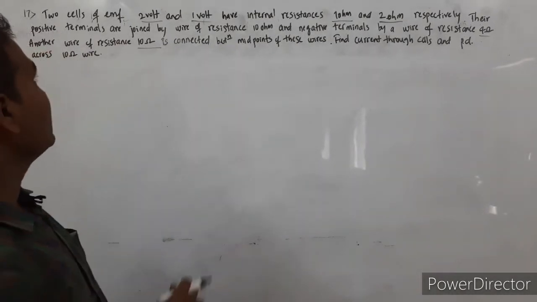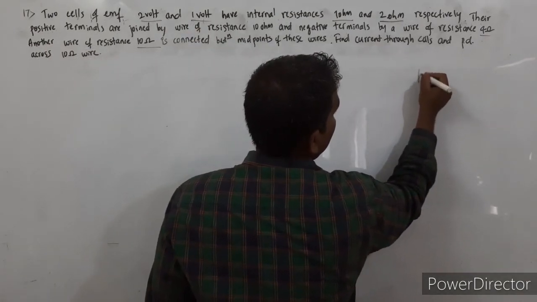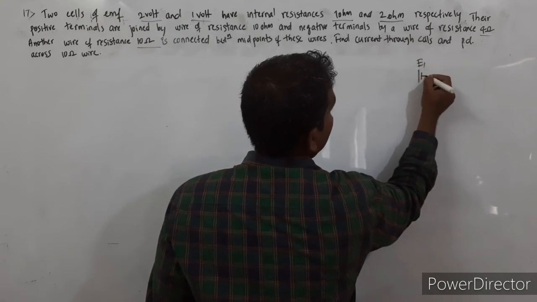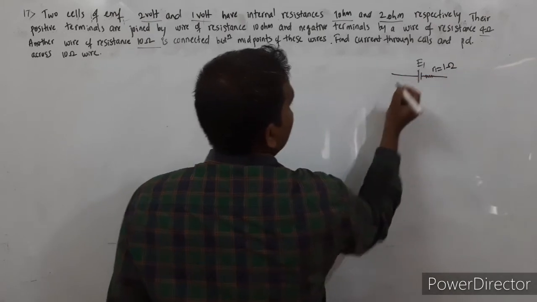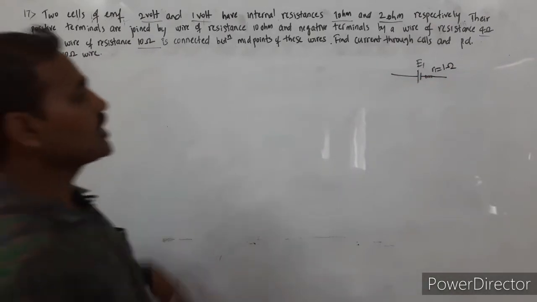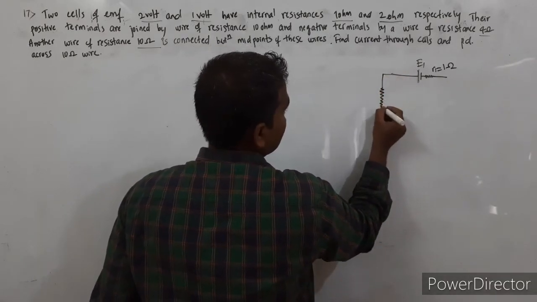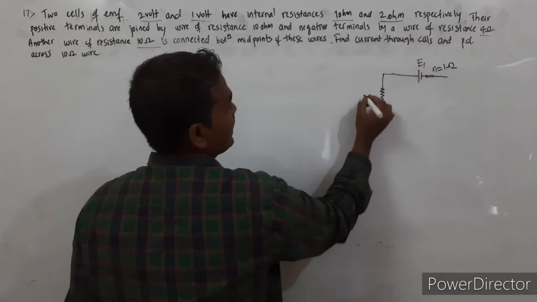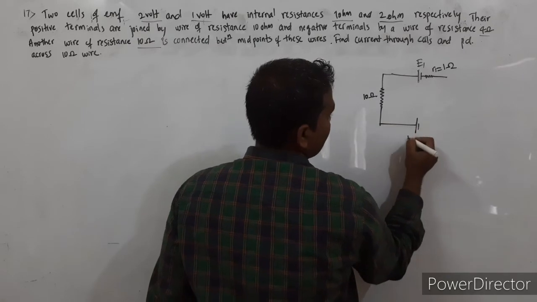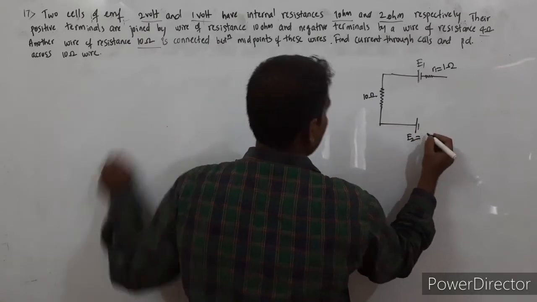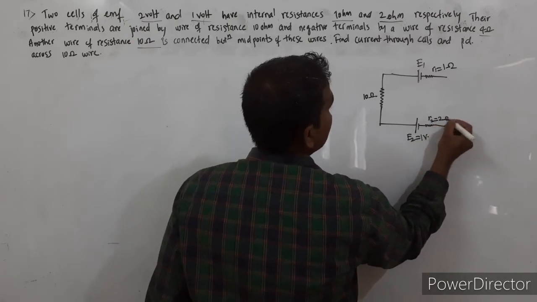Okay. According to the given data, we have two cells. So let us consider the first cell having EMF of E1 and internal resistance R1 equal to 1 ohm, and both their positive terminals are connected by a wire of resistance 10 ohm. It is something like this. Let us consider a wire whose resistance can be shown like this. So this is equal to 10 ohm, and this is the second cell of EMF E2 equal to 1 volt, and it has internal resistance R2 equal to 2 ohm.